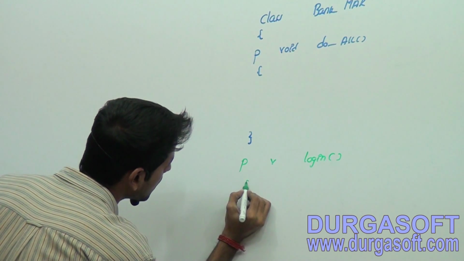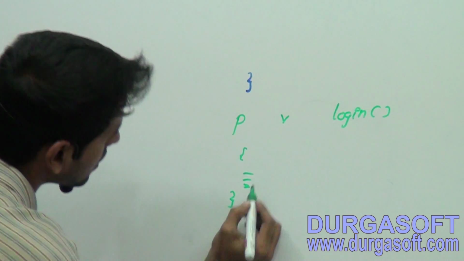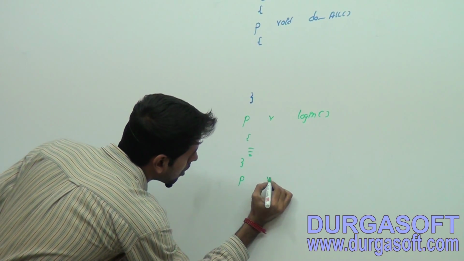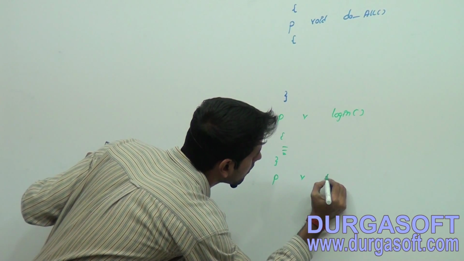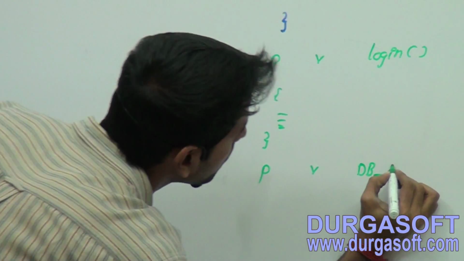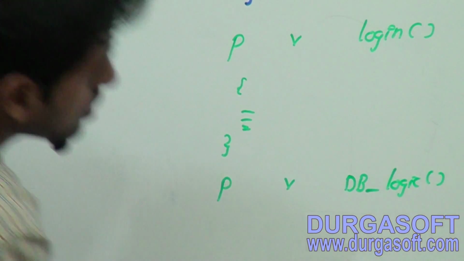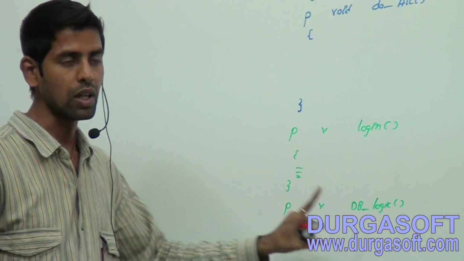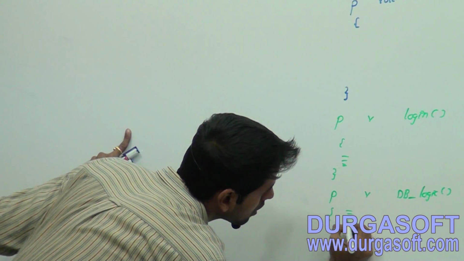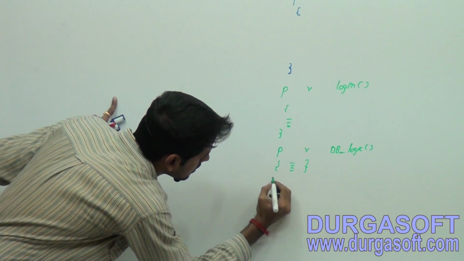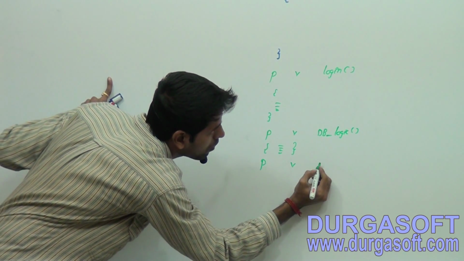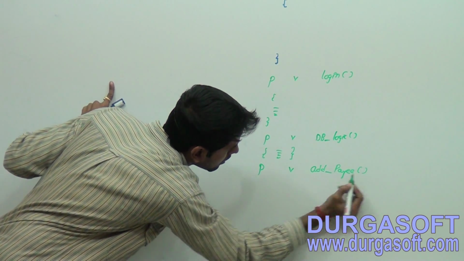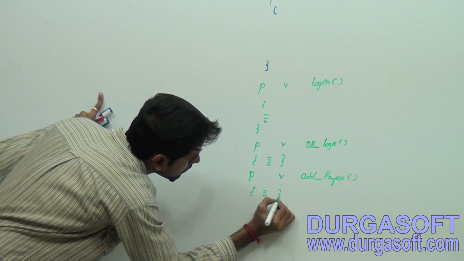It has lots of implementation related to login logic. Let me take one more method, public void dbLogic. Of course I am not maintaining the conventions for names. Observe, this method has logic related to the database. And take one more method, public void addPayee, which also has its own logic.